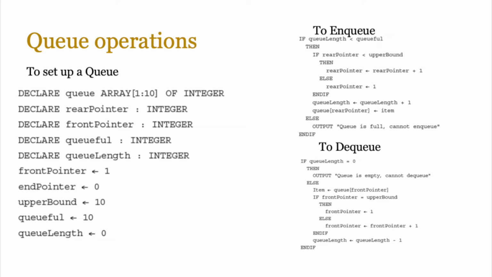Now on screen you will see the relevant pseudocode for the different operations for a queue. To set up a queue, we do exactly what we did for a stack. We set up an array, in this case of 10 values of integer type. We set up the front and rear pointer.